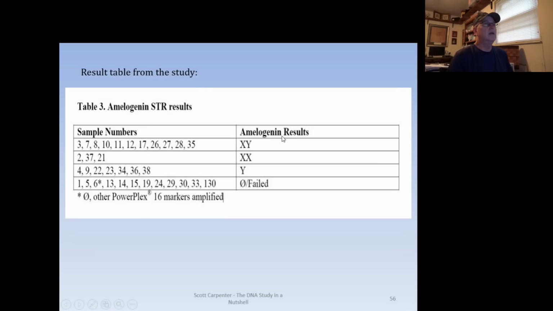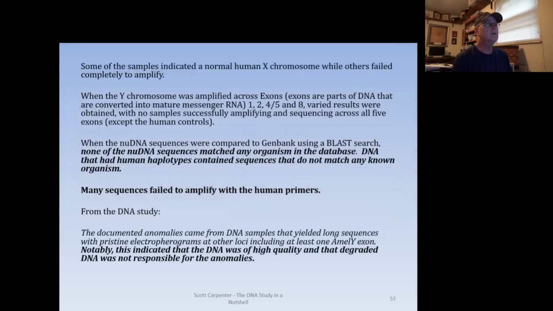The amylogenin results basically tell you male or female, X, Y, XX. And so those markers, 16 of the markers amplified, the rest of them failed. So some of the samples indicated a normal human X chromosome, while others failed to amplify completely. So you had these very odd findings for the nuclear DNA. In other words, what should have been there, given that it was human mitochondrial DNA, was not there.